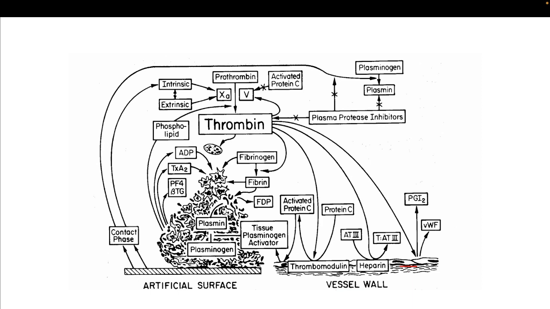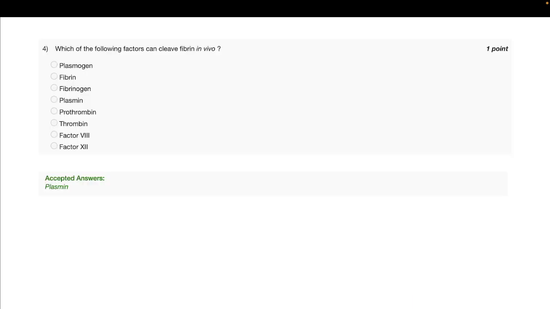Whenever a clot forms, you have to also clear this clot. Your body has a natural mechanism to dissolve clots after the injury has healed. There is something known as plasmin. It is a protein flowing in the body which gets activated from plasminogen. This plasmin will act upon the fibrin. It will break down fibrin. It will dissolve these fibrin layers, these fibers, and that's how the clot gets dissolved. So the question was, which of the following factors can cleave fibrin in vivo? The answer is plasmin.